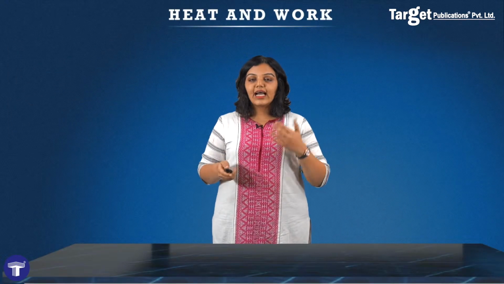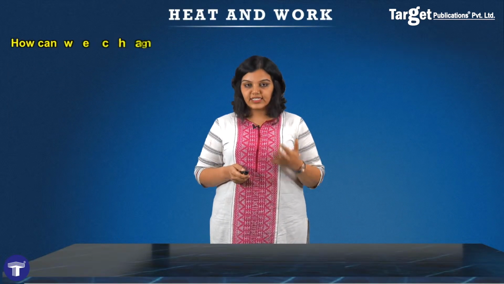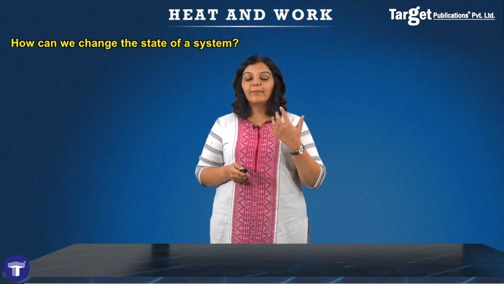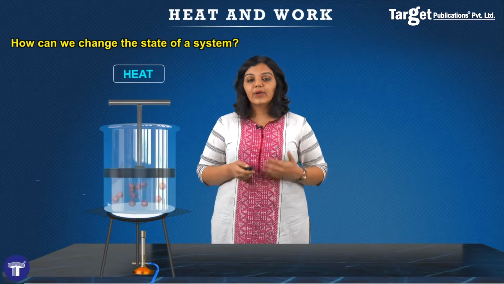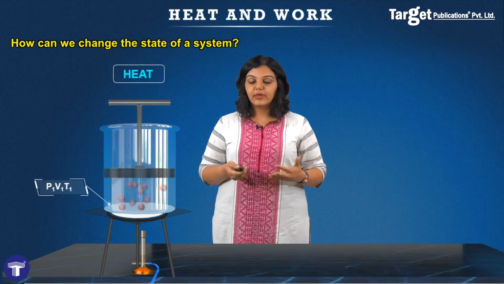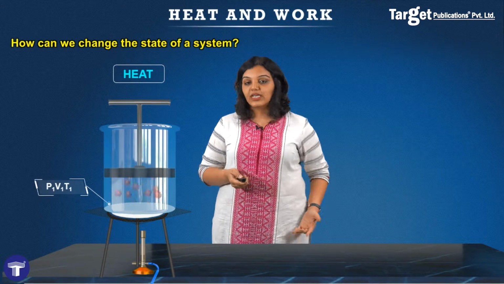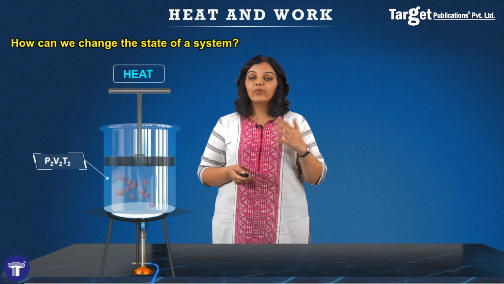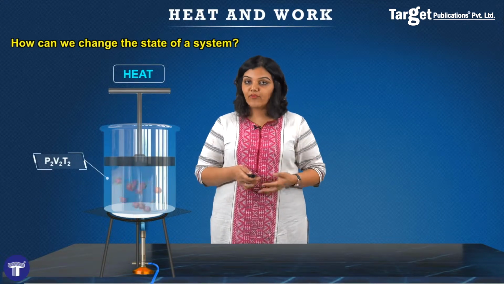So we said that heat and work can change the internal energy of a system, and that means that when you apply heat to a system or you take away heat from the system, you must be changing the values of the macroscopic variables. For example, if you supply heat to a gas, it might expand and go from one set of PVT to another set of PVT.